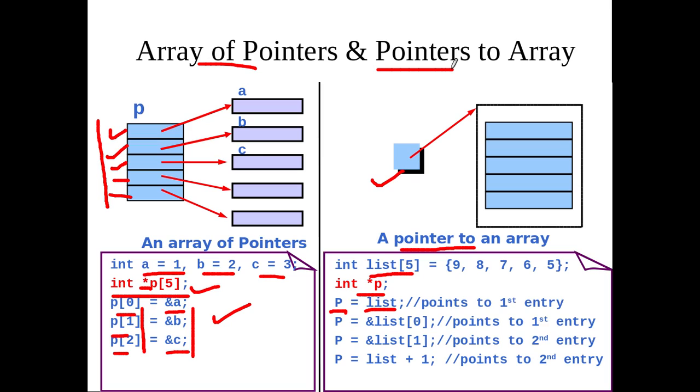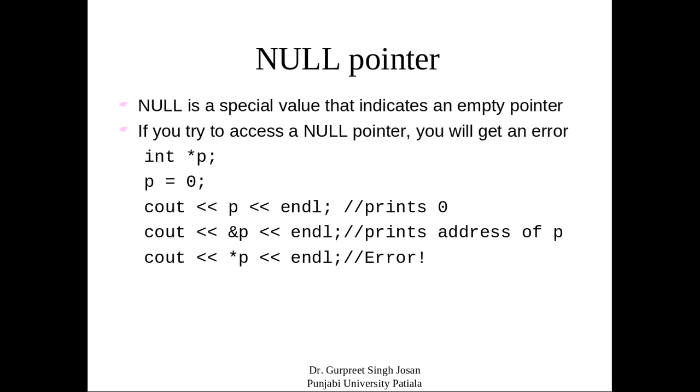So you must understand the difference: an array of pointers is an array that contains an address in its every location, whereas a pointer to an array is a single variable. It is not an array. The array can be of any type. It can be of integer, it can be of character, double, and when you store the address of an array in some single variable, then it is a pointer to array.